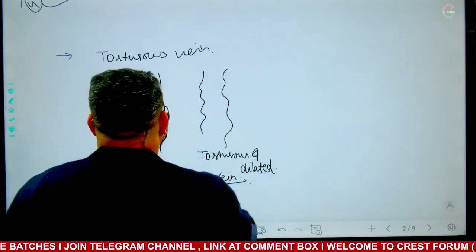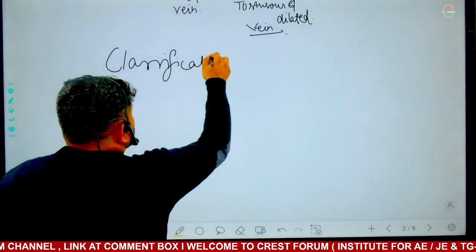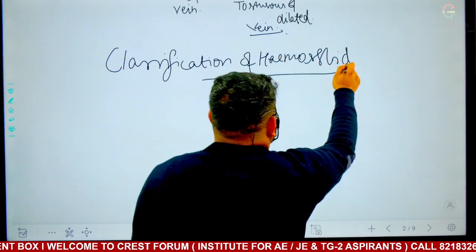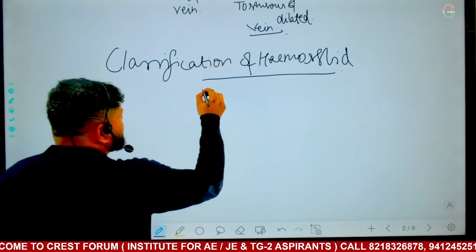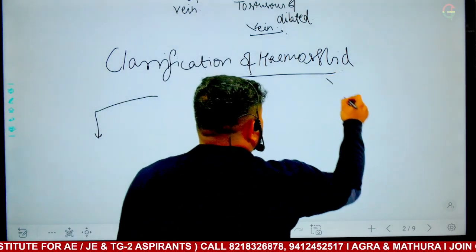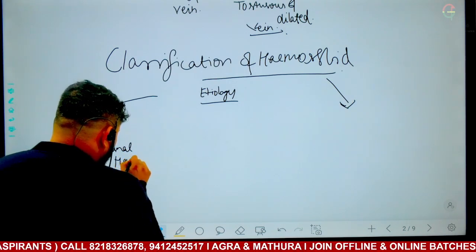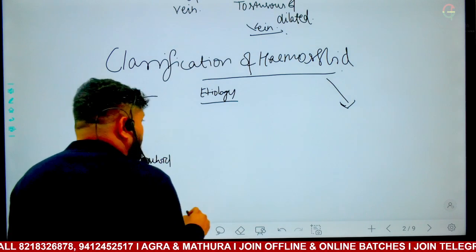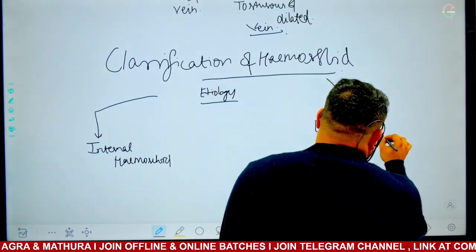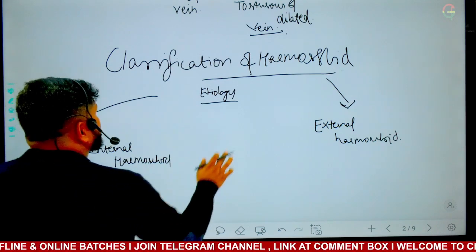Now we'll go on to the classification. Classification of hemorrhoid. On the basis of etiology, hemorrhoidal mass can be internal hemorrhoid and external hemorrhoid. Internal hemorrhoids or external hemorrhoids. Then what are the internal hemorrhoids?